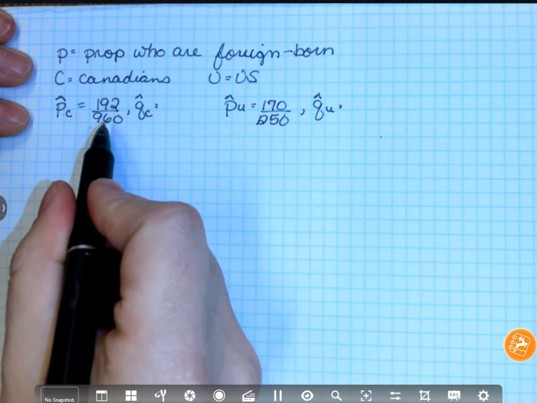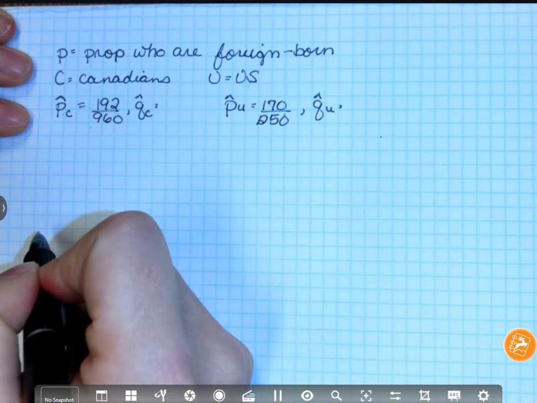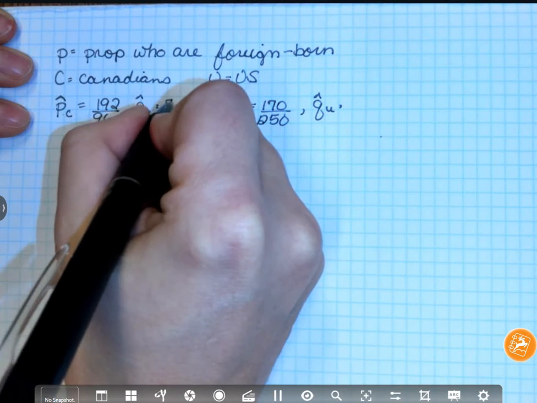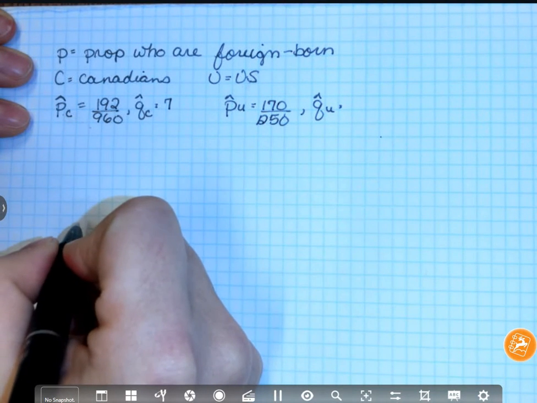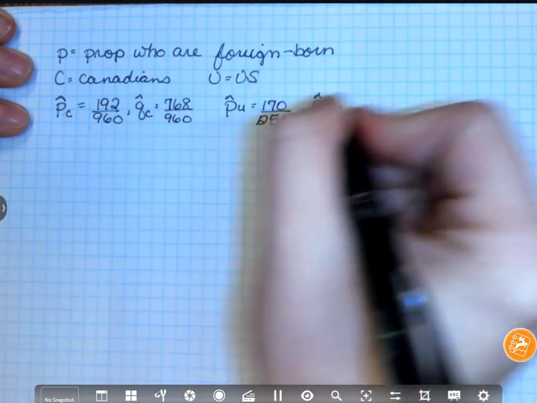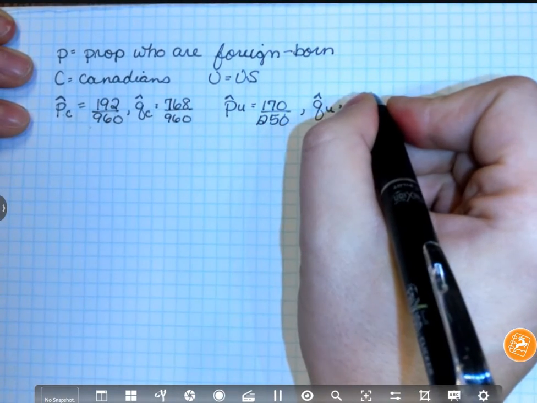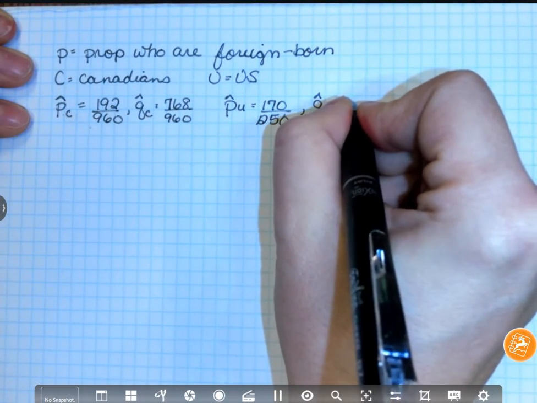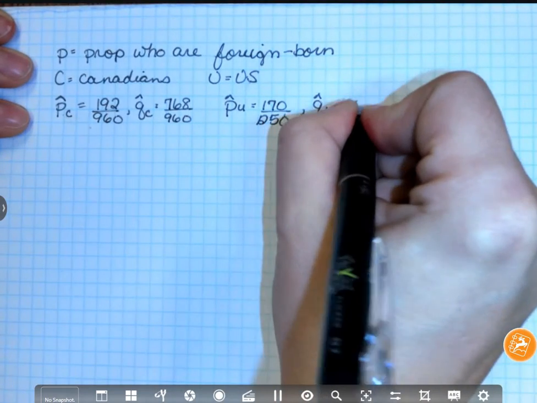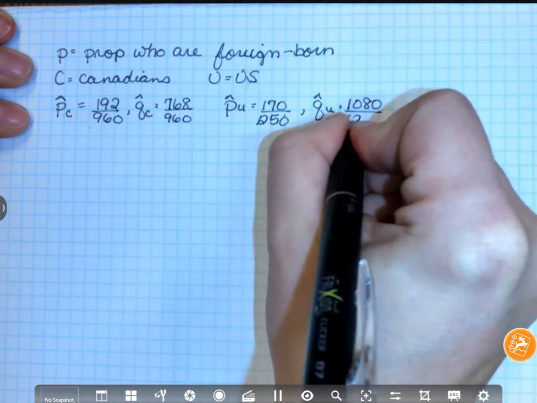So if this is P hat, what's Q hat? You can use a calculator. It's okay. Starts with a 7. 768. And for Q hat for the US, starts with a 1. 10.80. I'm sorry? Yeah.